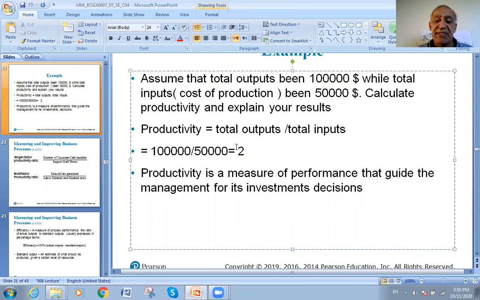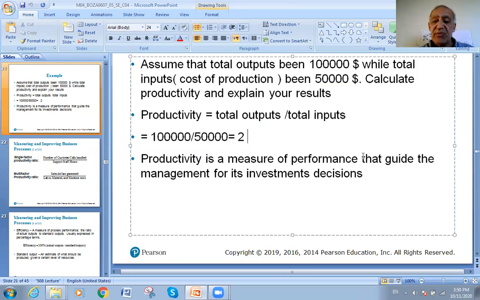So the productivity is $2, or 2 is an absolute measure, which tells me, when I compare it with the productivity of another company, that the higher, the better the performance. If I'm comparing two companies, one with productivity 2 and another with productivity 5 or 10, then the second company's performance is better than the first. So productivity is an indicator for performance. This is what I want you to know here.